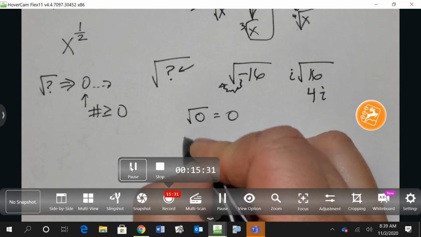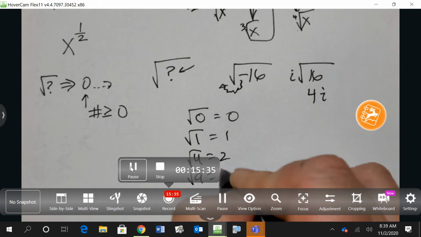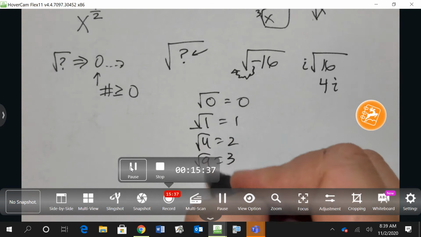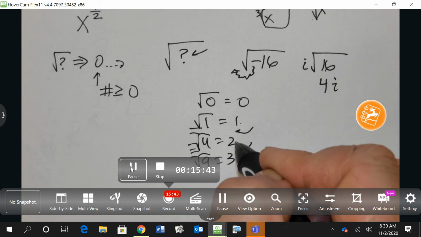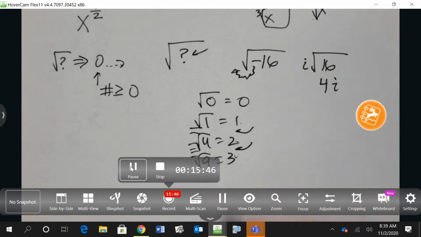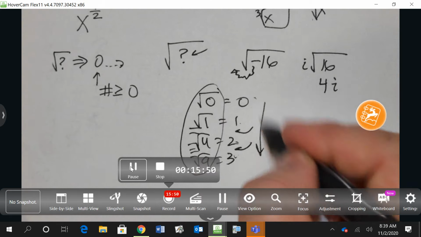The square root of 0 is 0. The square root of 1 is 1. The square root of 4 is 2. The square root of 9 is 3. That doesn't mean we can't take the square root of 2 or 3 or 5, 6, 7, 8. It just means that the answers we get would fall between 1 and 2 and they'd be ugly decimals, or they fall between 2 and 3 and they'd be ugly decimals. But this shows us that the answers that we're going to get from square roots are always 0 or above.